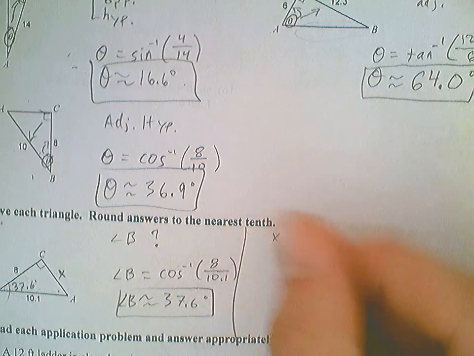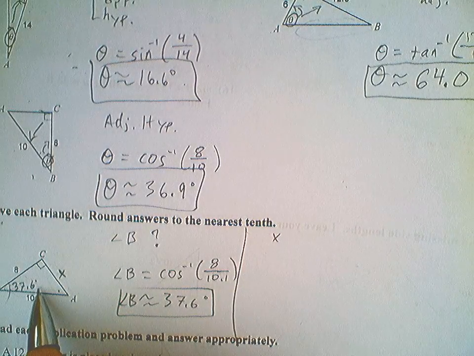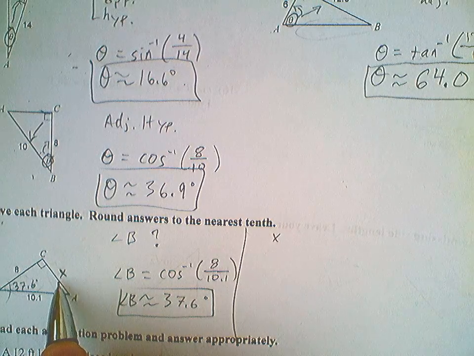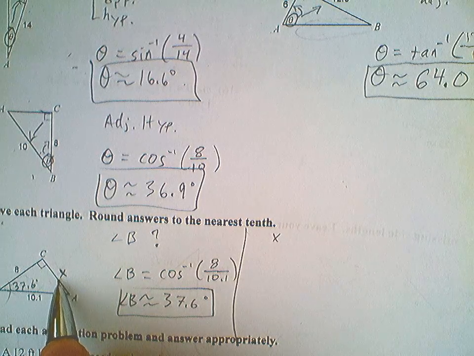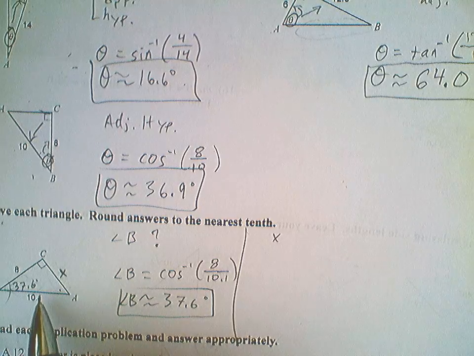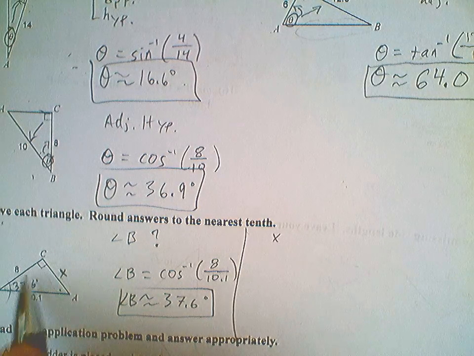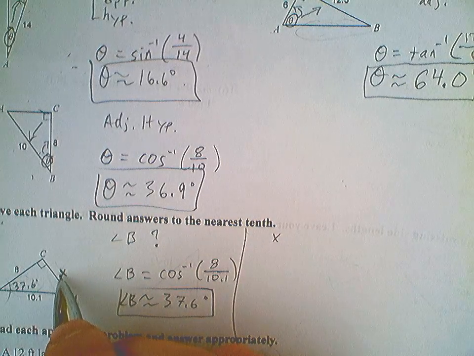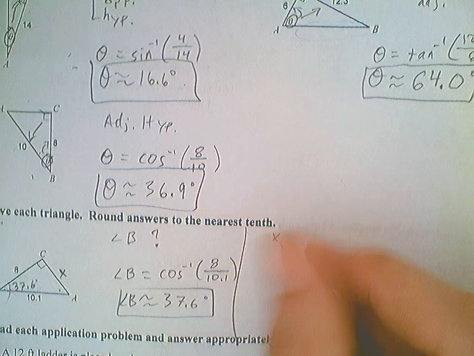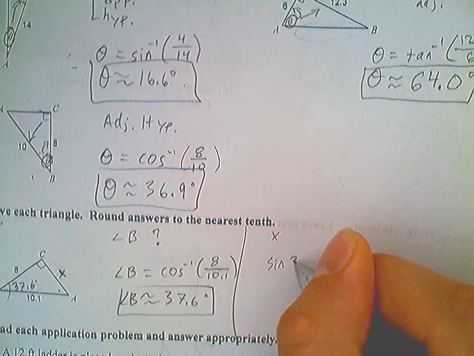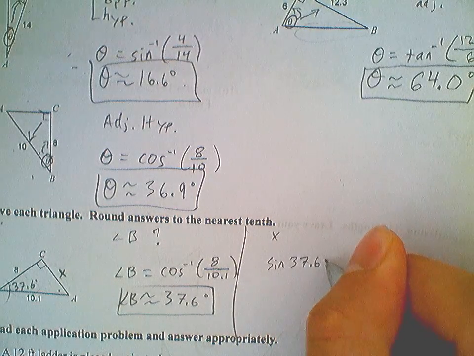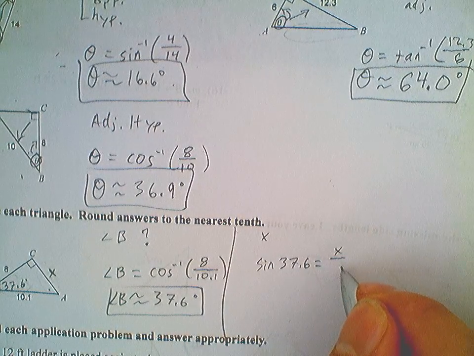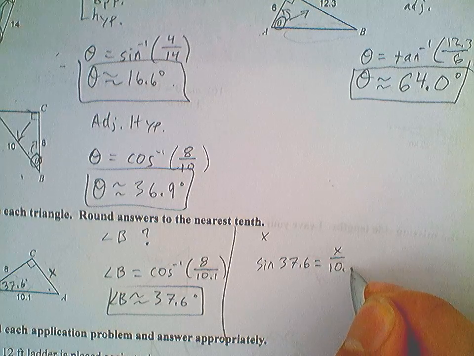So let's find X. Relative to that 37.6 degree angle, I notice that X is opposite that angle. So opposite, and I can use opposite and hypotenuse here, or opposite and adjacent, either one. I'm partial to sine, so I'm going to use opposite and hypotenuse here. So I'm going to use sine of 37.6 degrees, and that would make the ratio X over 10.1.